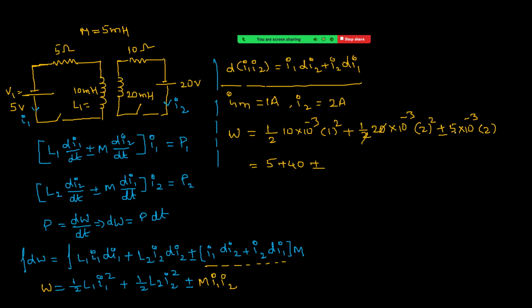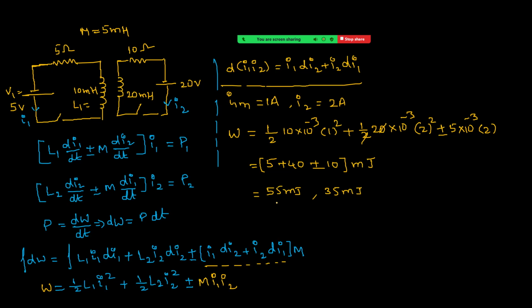see how much it is now. 5 into 2, that is a 10, right? So let me cross check once. This is a 5, this is a 40, and this is how much? 10. Plus or minus 10. This is a millijoule because we have 10 power minus 3 throughout. That is millijoule. So if you take now, this is 45, 45 plus 10, 55 millijoule. If you are taking minus, it is 35 millijoule. Okay.